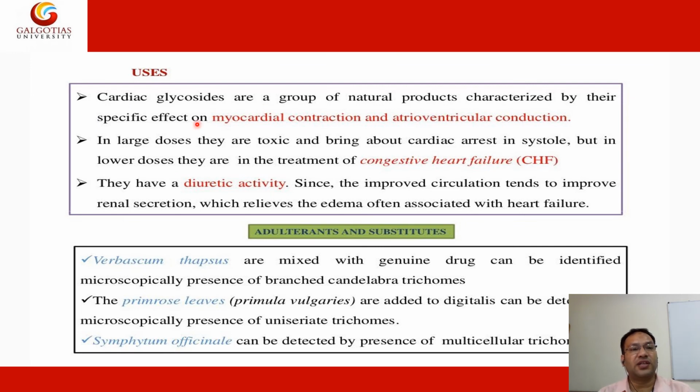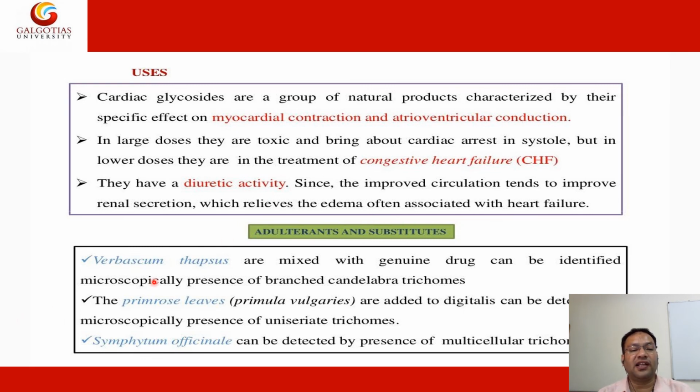Uses: it is used as a cardiac glycoside, a group of natural products characterized by their specific action on myocardial contraction and conduction. In large doses they cause toxicity, cardiac arrest and systole, but in low doses they are used in the treatment of congestive heart failure. They have diuretic activity; the improvement in circulation tends to improve renal secretion, which relieves the edema associated with heart failure.